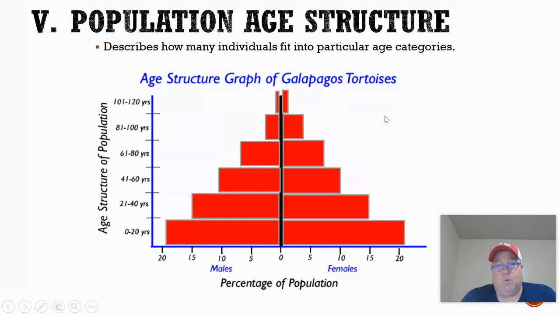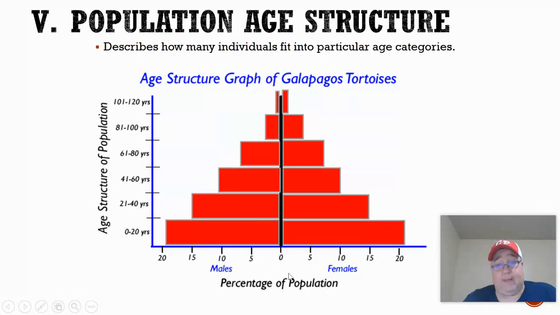Anyway, what this is showing us here on the y-axis is the age of the tortoise. We have 0 to 20, 21 to 40, etc. Then down here on the x-axis, we have it split. There's males and there's females by percentage.